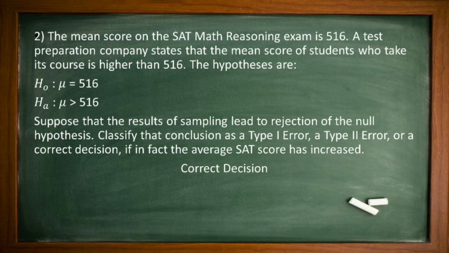Okay, so suppose that the results of sampling lead to rejection of the null hypothesis. So, yun po yung sabi. So, nagkaroon tayo dito ng rejection ng ating null hypothesis. Okay, so classify the conclusion as a type 1 error, a type 2 error, or a correct decision, if in fact the average SAT score has increased. So, yan po yung ating sagot. Meron tayo dyan, correct decision.